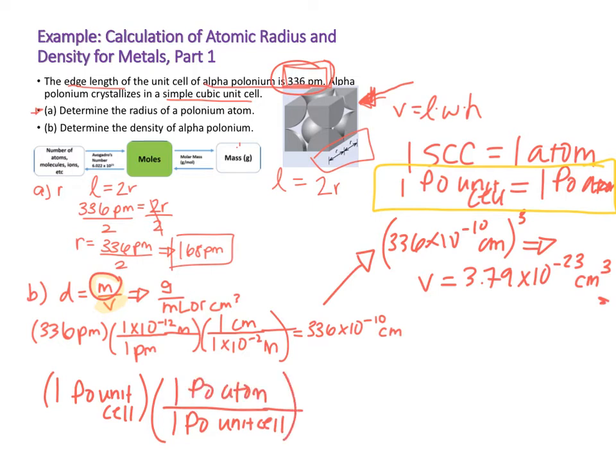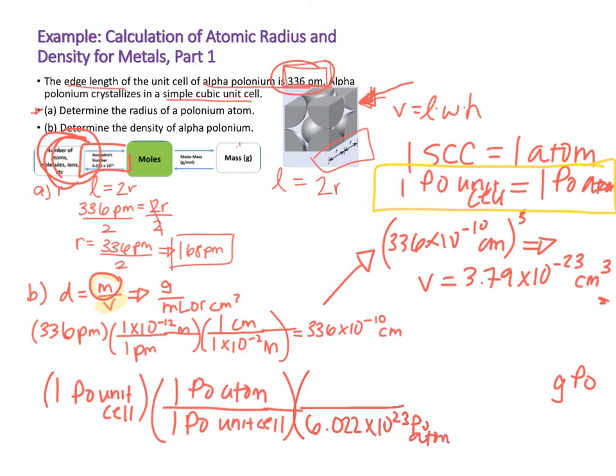Eventually, we want to get to grams of polonium, right? So if we're starting off at atoms, we can actually use our mole map, and we're starting off at atoms on this side. So next we would use Avogadro's number. Let's go ahead and set that up. So at the bottom, we are going to put polonium atoms. And then at the top, it'll be 1 mole of polonium.